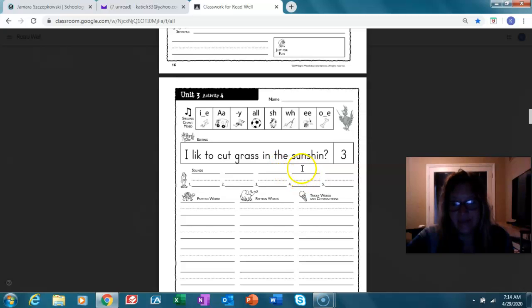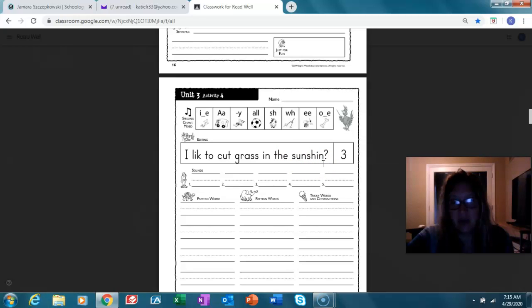And, what does this say? Sunshine. And it should be sunshine. What did we need to add to this word? You needed to add the bossy E to the end, didn't you? So rewrite that word with the bossy E.